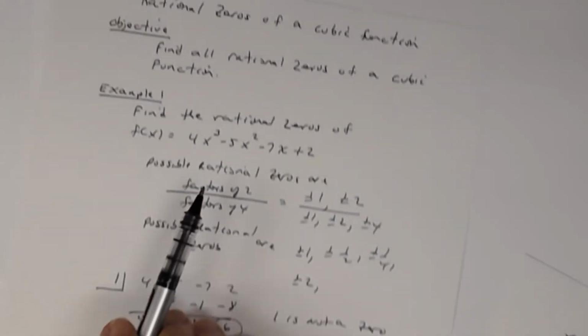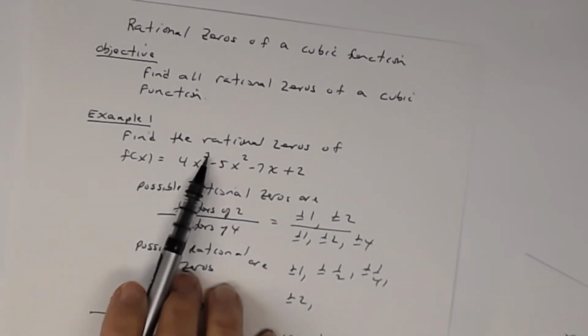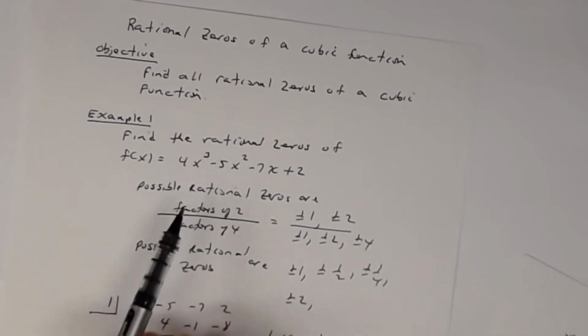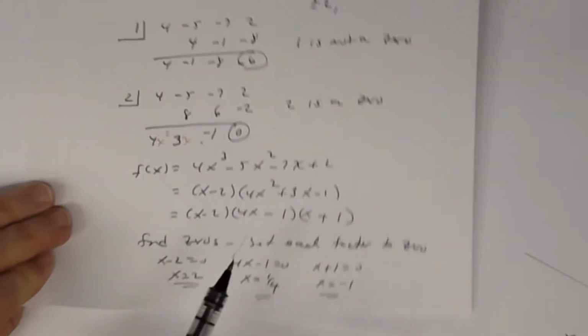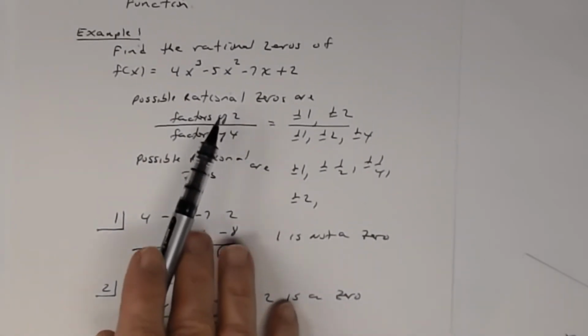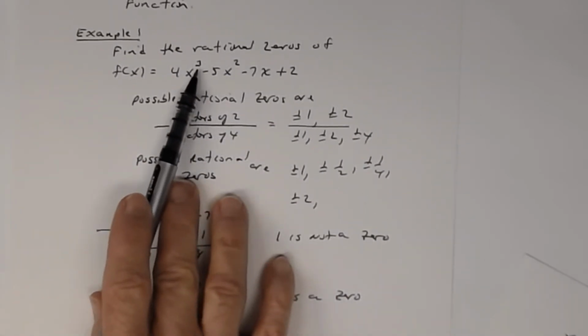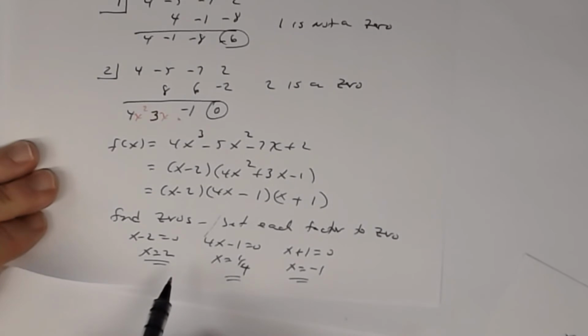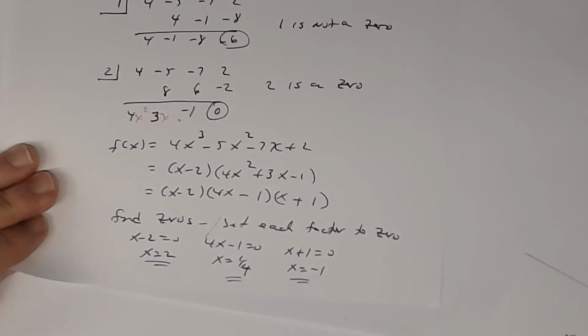Now, your degree is 3. There is a theorem that we're going to talk about later on that says the degree of your polynomial will tell you how many zeros there are. So notice there are 3 right here. The degree is 3, so you have 3 zeros. 1, 2, 3. They're all rational. All right, so that's it, and that's how you do this.